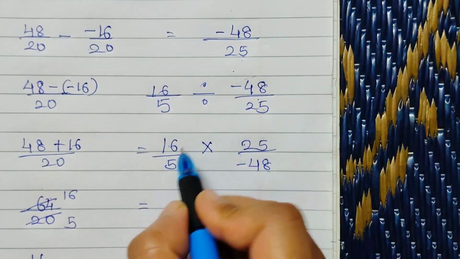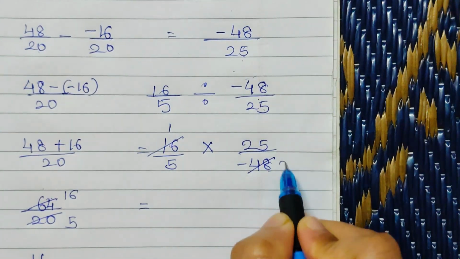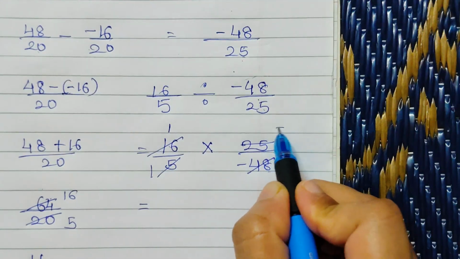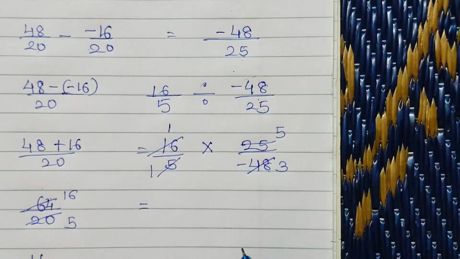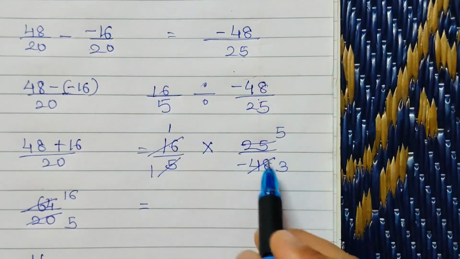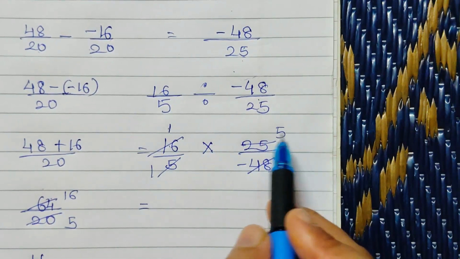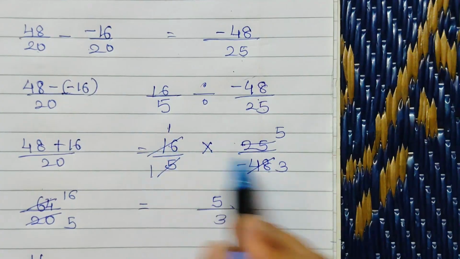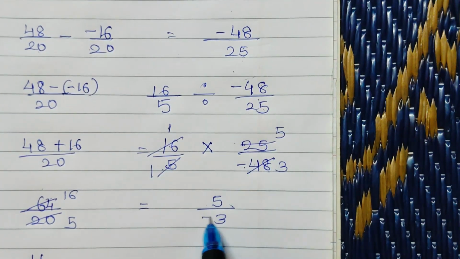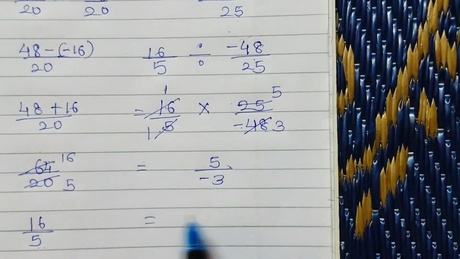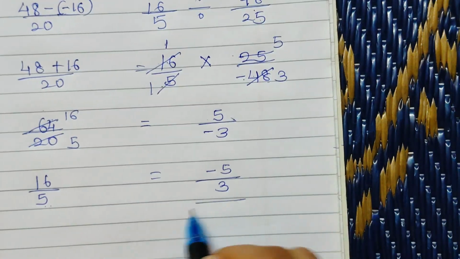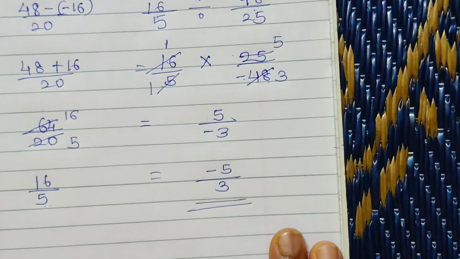So 16 and 48, 16 1s are 16, 3s are 48. Here 5 1s are 5, 5s are 25. So now nothing is getting reduced, 5 and 3 cannot reduce. So we will multiply, 1 into 5 is 5, 1 into 3 is 3, signs minus minus plus, plus minus minus. So we don't keep minus down in the denominator, so it will be minus 5 upon 3 after dividing. Okay, minus 5 upon 3.